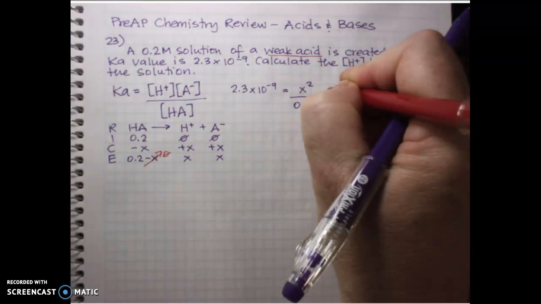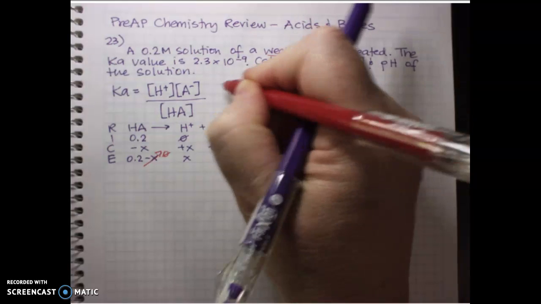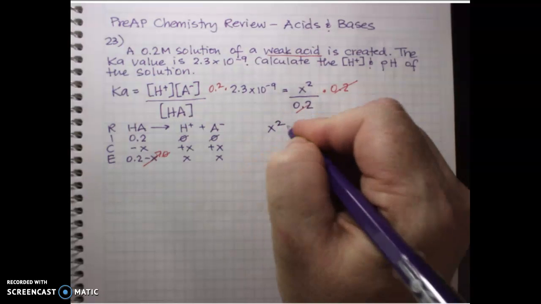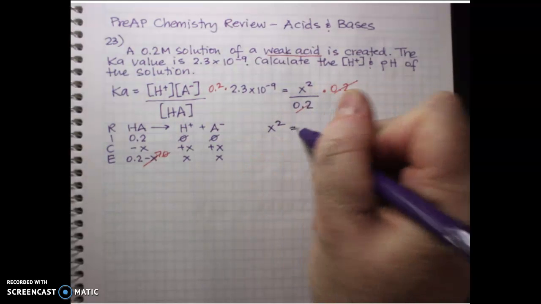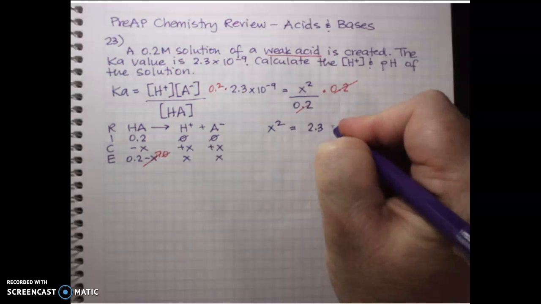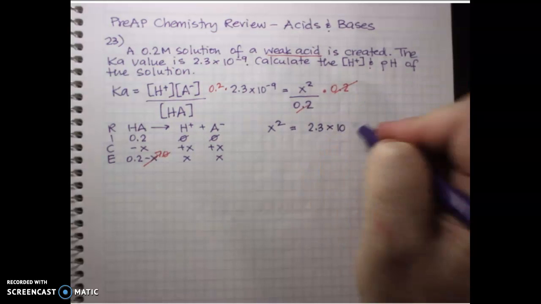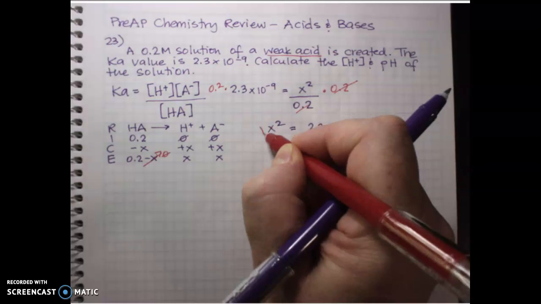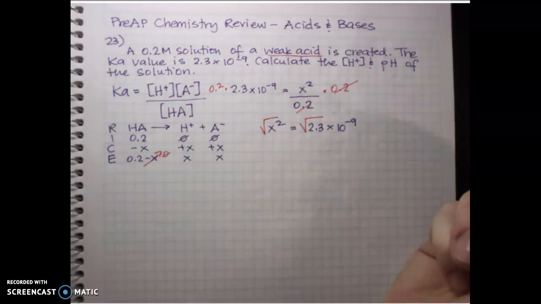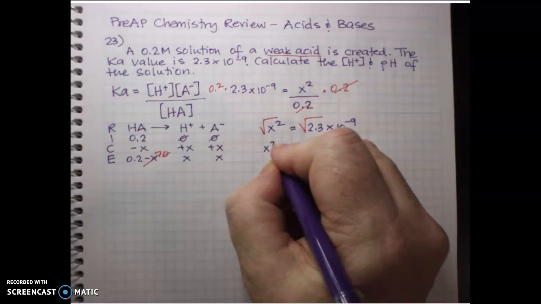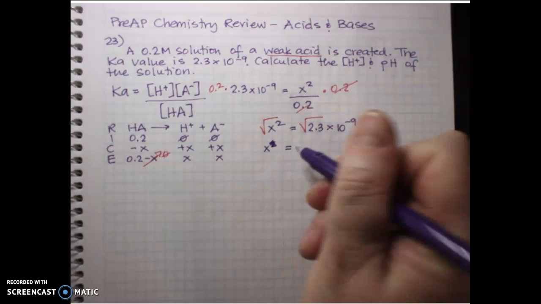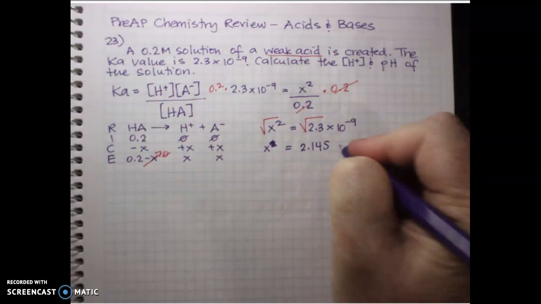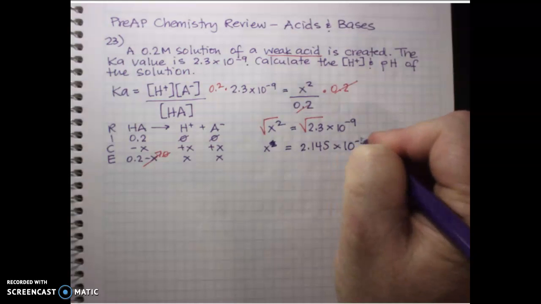All right, so once we have this in our Ka expression, we can then solve for X. If I'm solving for X, I'm going to multiply both sides by 0.2. Those cancel. So our X squared is going to equal 2.3 times 10 to the minus 9. Okay, we're not quite there yet. This is X squared, so I need to solve for X. So I'm going to do the square root of both. X equals 2.145 and so on, times 10 to the minus 5.